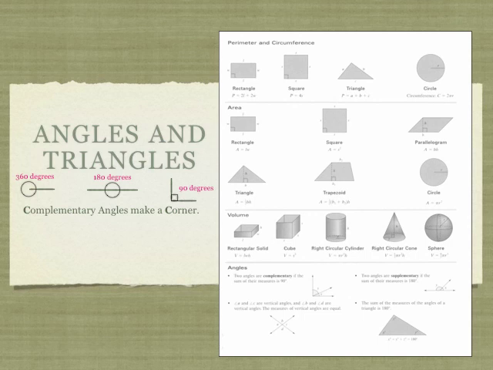Complementary angles make a corner. If you see in the sheet in that bottom section, the top left part of that bottom section, two angles are complementary if the sum of their measures is 90 degrees. So the way I remember that is complementary starts with C, and corner starts with C, so complementary angles make a corner. They add to 90 degrees. That's that guy right there.